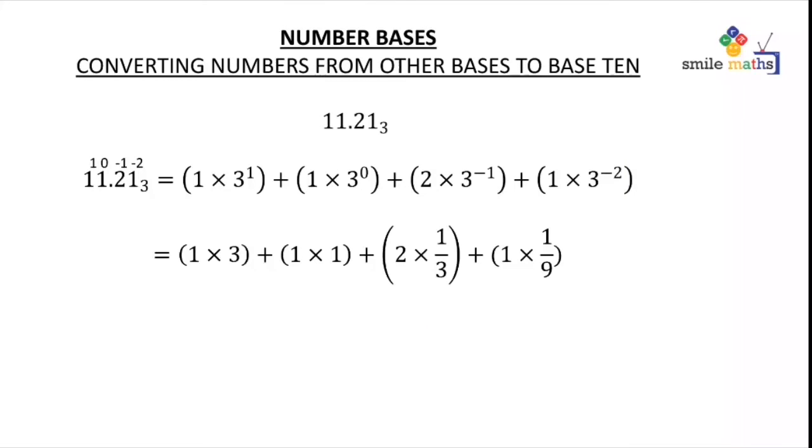So our next step, simplifying: 3 to the power 1 is 3, 3 to the power 0 is 1, 3 to the power -1 becomes 1 over 3, and 3 to the power -2 becomes 1 over 9. So simplifying, we have 3 plus 1 plus 2 over 3 plus 1 over 9. And this gives us 43 over 9, which is equal to 4.7 recurring.